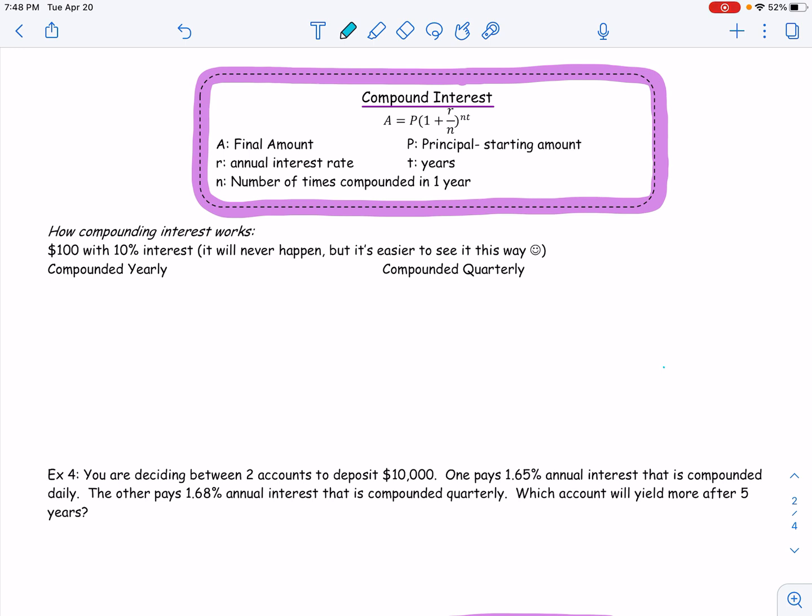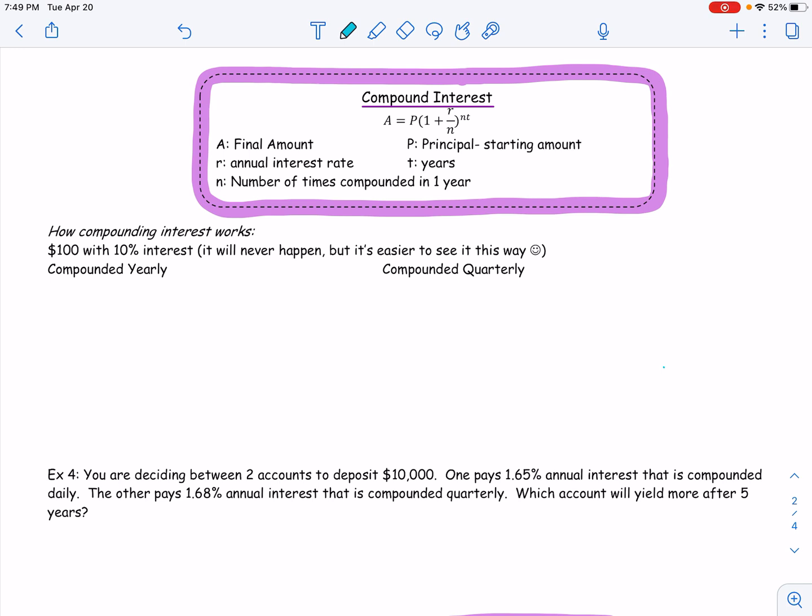So I know this kind of seems overwhelming. So what I want to do is actually show you an example of two different types of compounding to see how they differ. So it says, how does compounding interest work? So let's just pretend that you have $100 and you're going to put it somewhere where it's going to have 10% interest. Now, that's pretty steep in regards to interest. And if you find that at a bank or something like that, please let me know because I want to put some money in there.